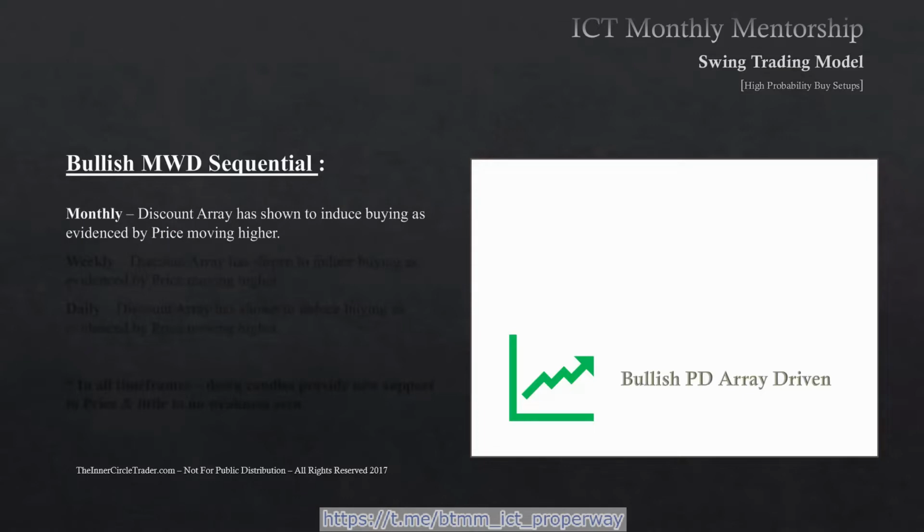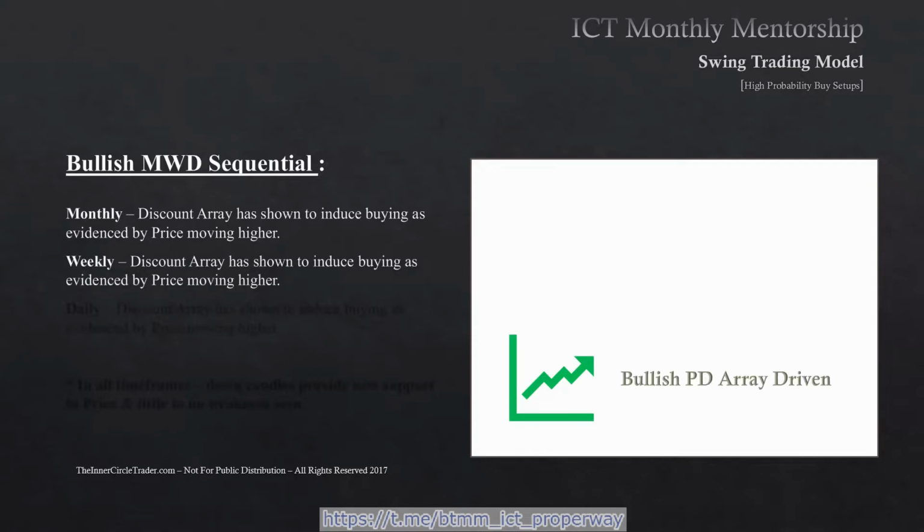Okay, monthly charts. When you're looking at the monthly charts of the asset class that you're studying or doing your analysis on, what you're looking for is a discount array that has shown to induce buying, and it's going to be evidenced by price moving higher. In other words, we're looking for displacement off of a discernible discount array. That means it could have been a bullish order block, it could have been an old low, an old high, it could have reacted after closing in a fair value gap or a void, or it could be bouncing off of a breaker.